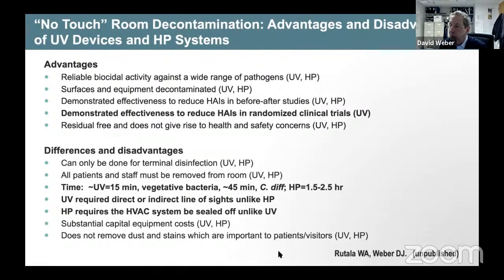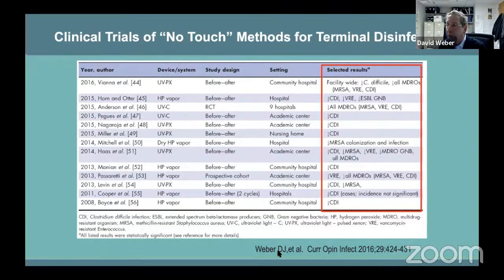But hydrogen peroxide also has its problems. You have to close off the HVAC system to do that. There are substantial capital equipment costs, and you still need cleaning. And these are widely used in the United States at the present time.